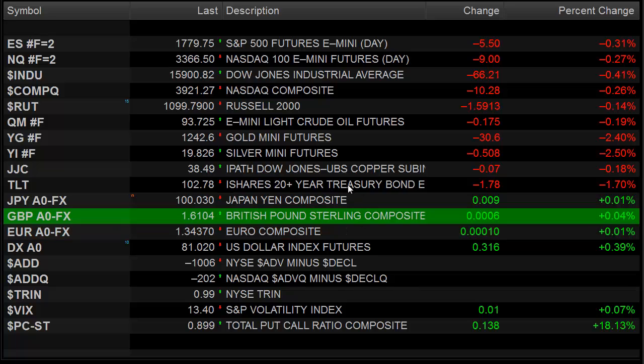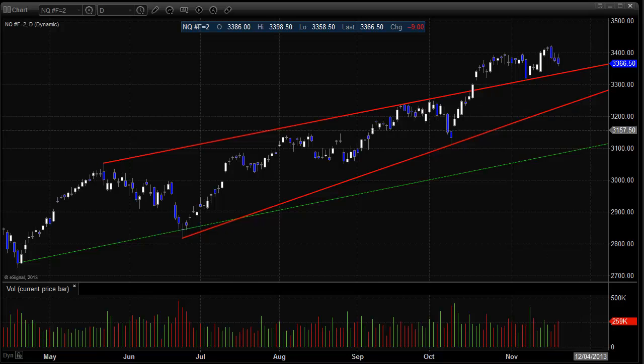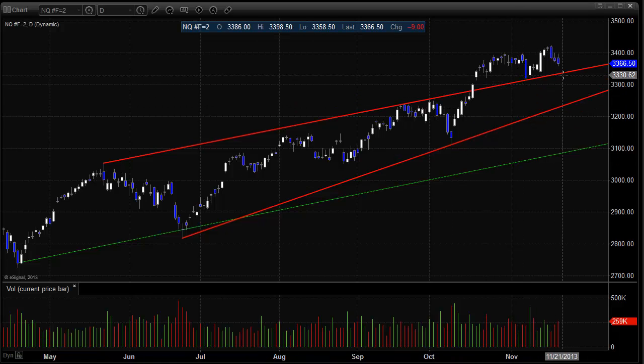First, let's take a look at the structure of the Nasdaq, because that was really the one that's getting a little bit close to the trend. Here's a look at the NQ futures, and you can see that we are getting precariously close to the upper boundary of this pattern that we're working in right now. So if we get back down to that area, that's going to be a very, very notable development and a very important level of support.